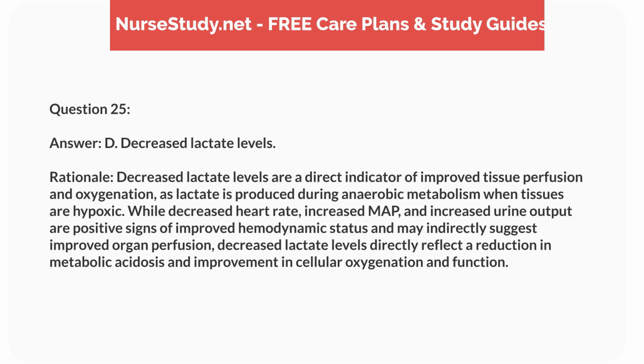Decreased lactate levels. Rationale: decreased lactate levels are a direct indicator of improved tissue perfusion and oxygenation, as lactate is produced during anaerobic metabolism when tissues are hypoxic. While decreased heart rate, increased MAP, and increased urine output are positive signs of improved hemodynamic status and may indirectly suggest improved organ perfusion, decreased lactate levels directly reflect a reduction in metabolic acidosis and improvement in cellular oxygenation and function.